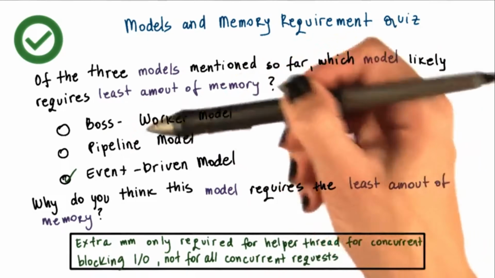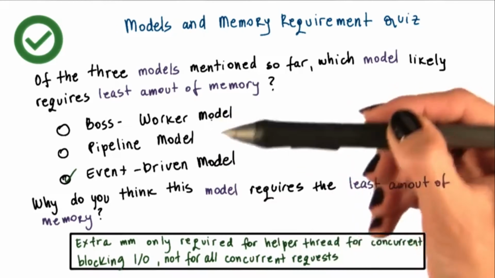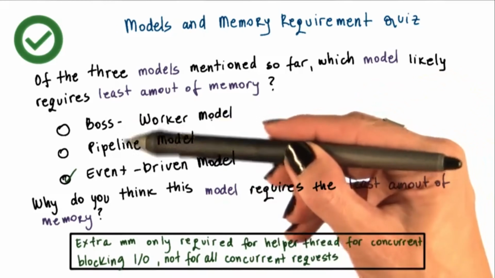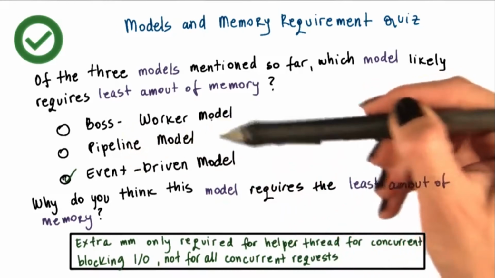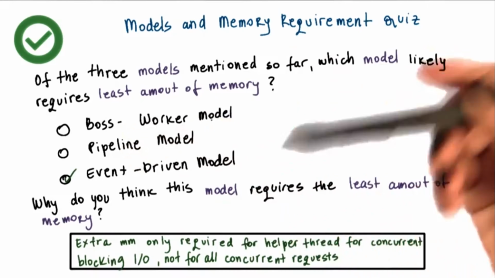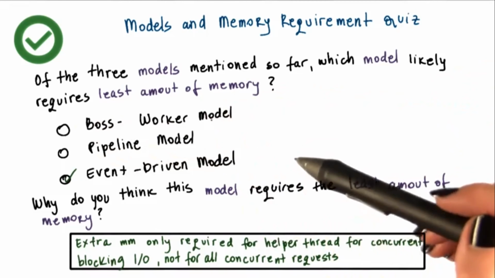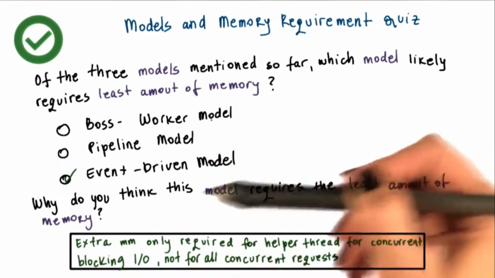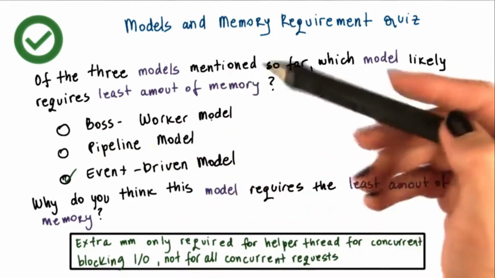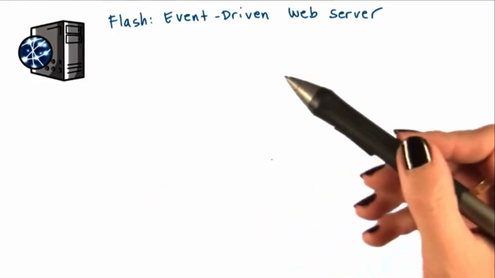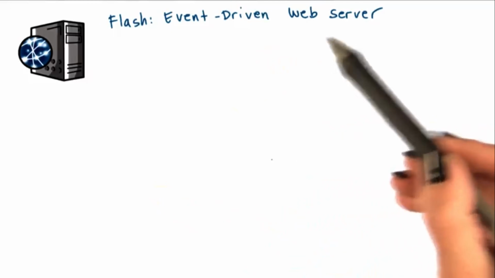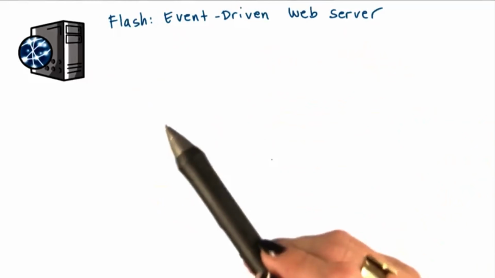And similarly, even in the pipeline model, concurrent requests will demand multiple threads to be available in a stage of the pipeline if the level of concurrency is beyond the number of pipeline stages. As a result, the event-driven model will likely have the smallest memory footprint. With all this background on the event-driven model, we will now talk about the Flash paper.